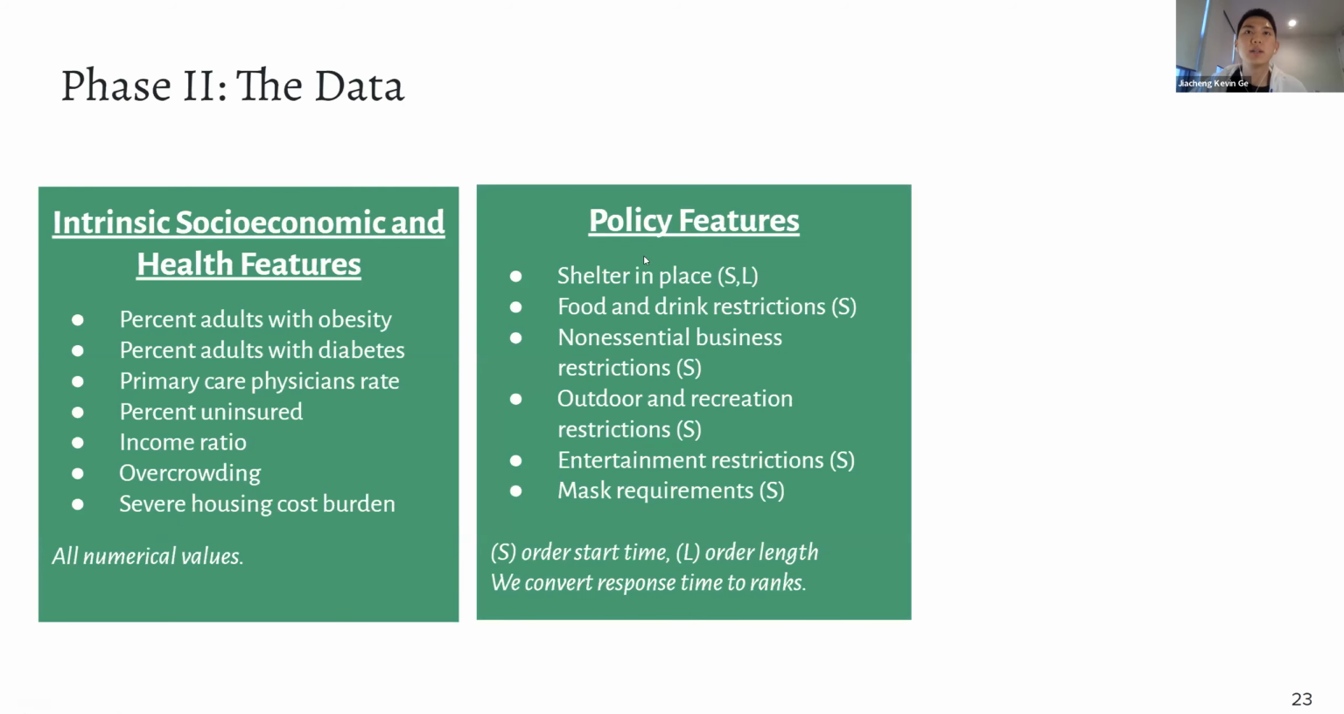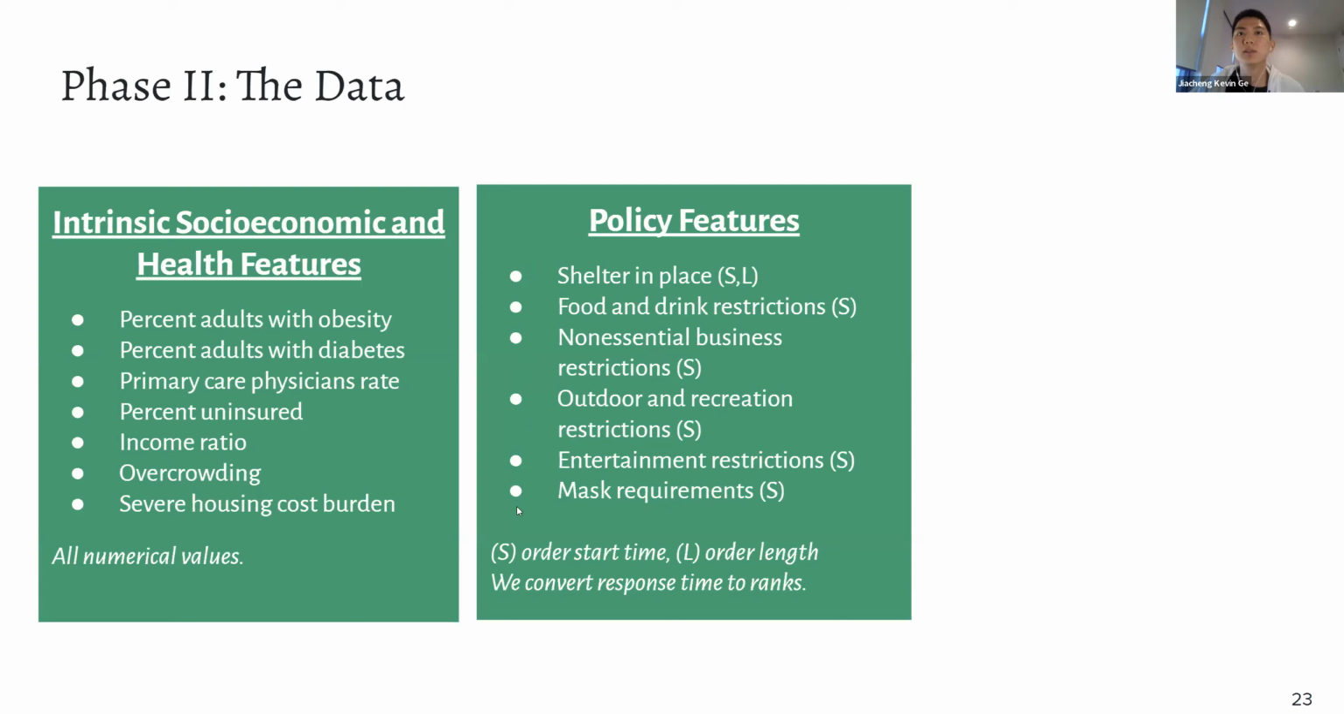The second category is the policy features. There are also 7 policy orders. For each order, we calculate the number of days between the order start date and January 20th, 2020, which was the date of the first COVID cases identified in the US. And we use this number of days to measure how soon the government responded to the pandemic.